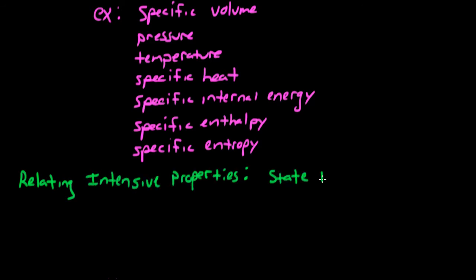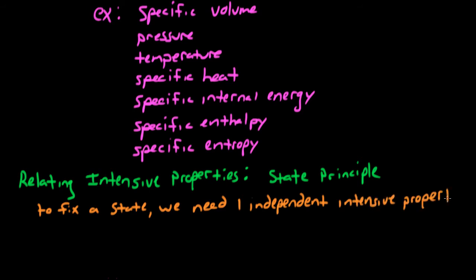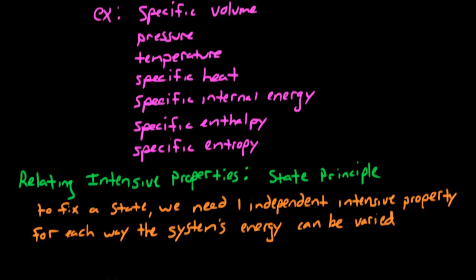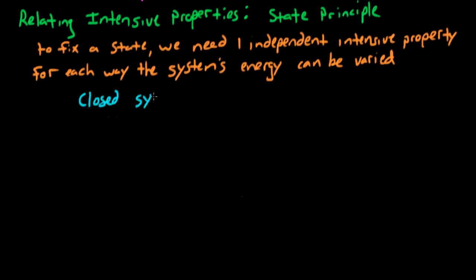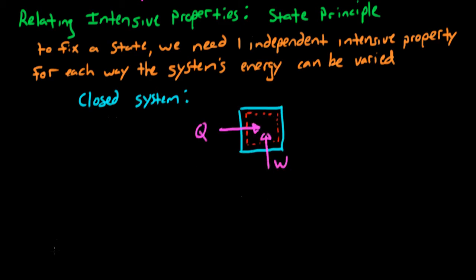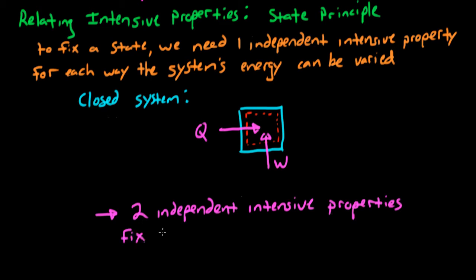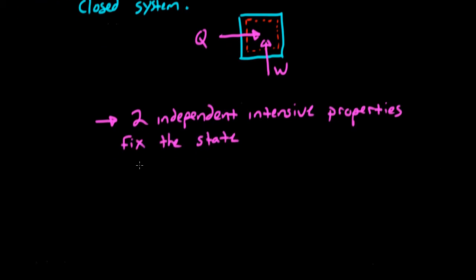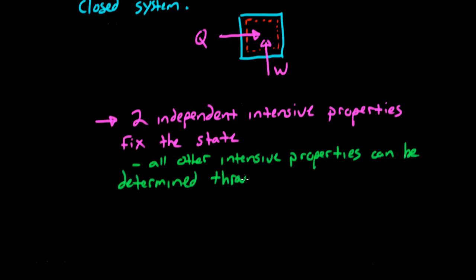And it turns out that the state principle tells us how many of these properties we need to know to fix a state. So to fix a state, we need one independent property, that's one independent intensive property, for each way that the system's energy can be varied. So if we take a simple closed system, we have no mass entering or leaving, we can define a system boundary, and there are two interactions, heat and work. So, because we have two interactions that can change the energy of our system, we need two intensive properties to fix the state. And all of our other intensive properties can be determined using some other property relation based on the two that we already know.